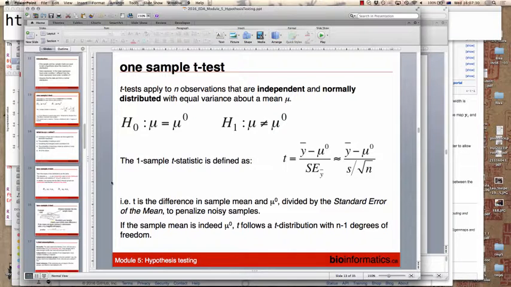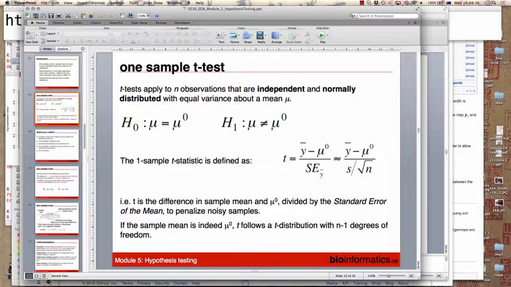This is a little bit out of order. So in my scripted example, I'll be using t-tests for comparing differential expression values. T-tests apply to observations that in principle are independent and normally distributed with equal variance. And then the one sample t-statistic, or t versus a population, is defined as the value that you get if you compare the mean value of your samples, the sample mean, with the mean of the population, divided by the standard error, i.e. the square root of the sum of squared differences of all the values to the mean. So basically, the larger the error, the smaller your t value is going to become.